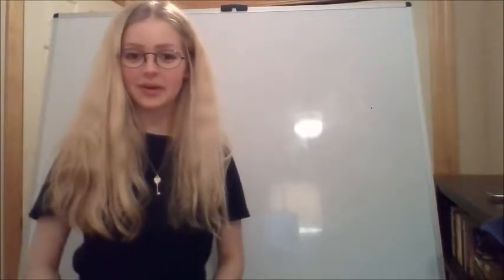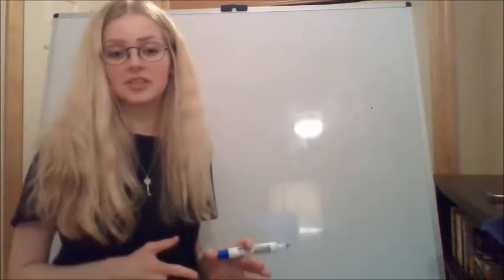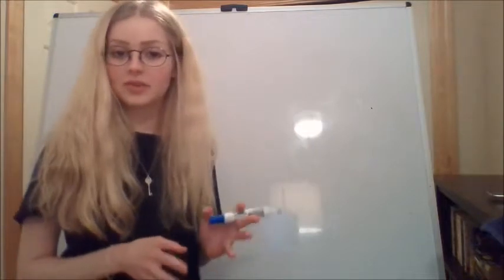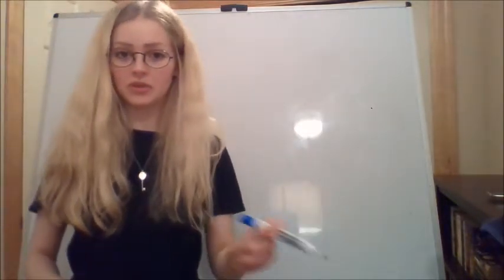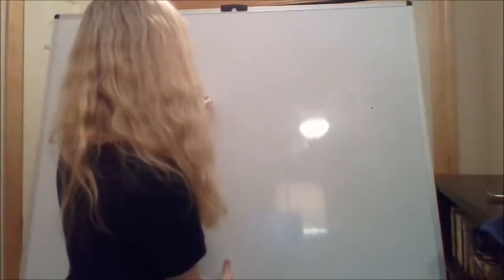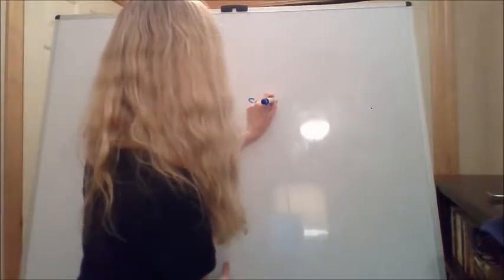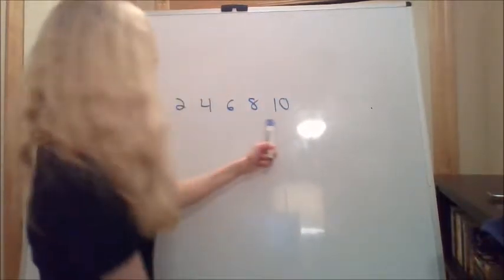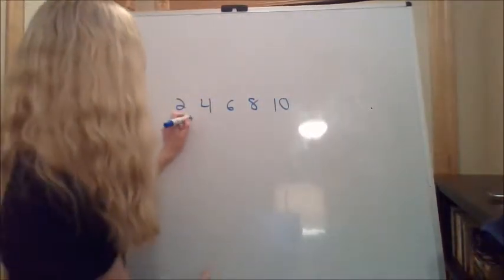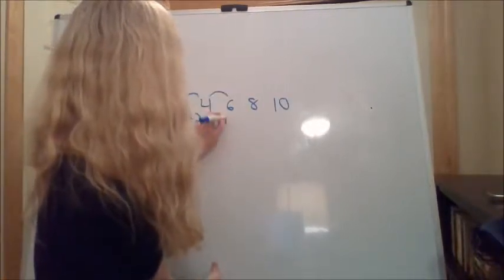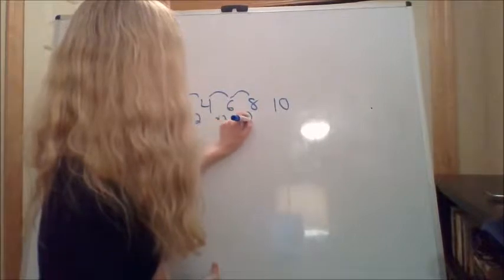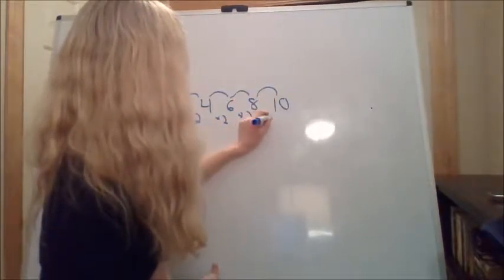Hi, today we're going to talk about arithmetic sequences. So an arithmetic sequence is basically a list of numbers that all carry a common difference between each term. So what I mean by this is if we had 2, 4, 6, 8, 10, that would be an arithmetic sequence because we have an addition of 2 in between each term in our sequence.